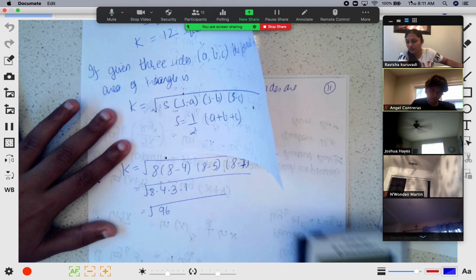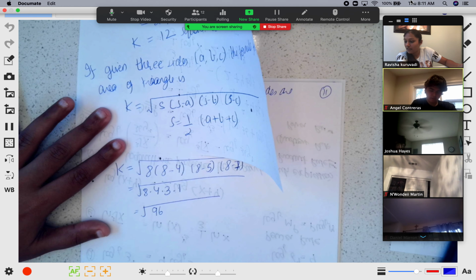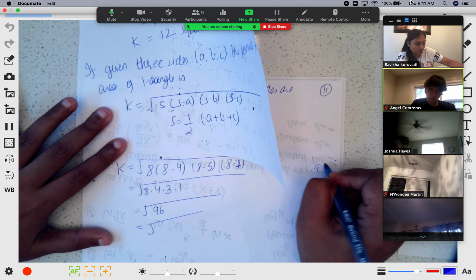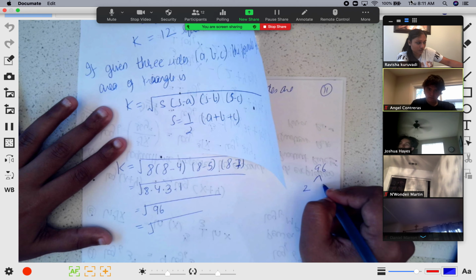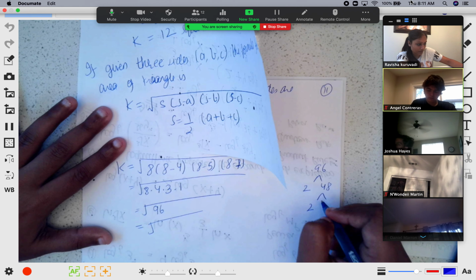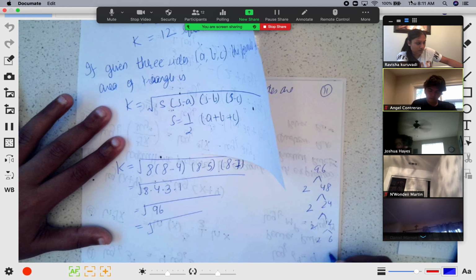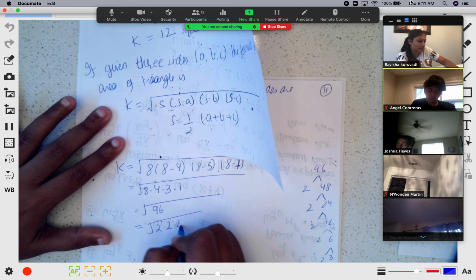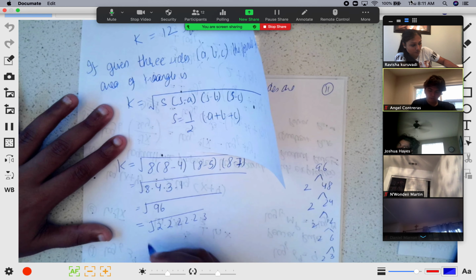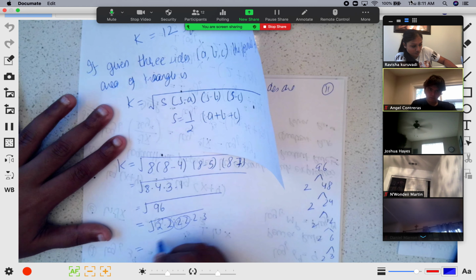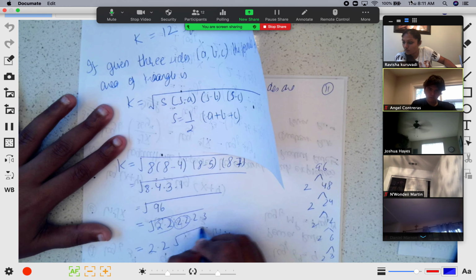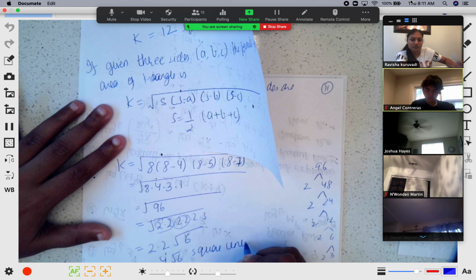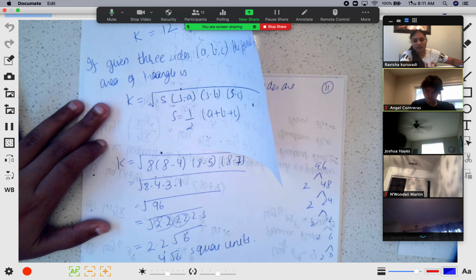And then you can always use your calculator, or what you can do is make factors. They actually want answers in radical form, so let's make factors of 96: 2 times 48, 2 times 24, 2 times 12, 2 times 6, 2 times 3. So you get 1, 2, 3, 4, 5, 6 factors. In a square root, make pairs of 2. So you get 2 outside, 2 times 2, and you're left with 6 inside. So 4 square root of 6 square units, since it's an area.